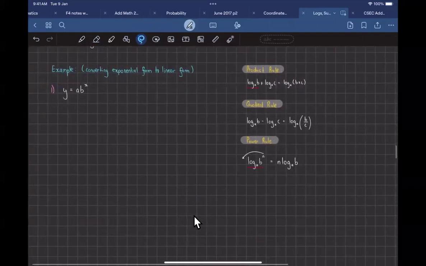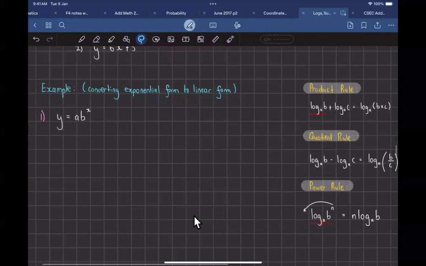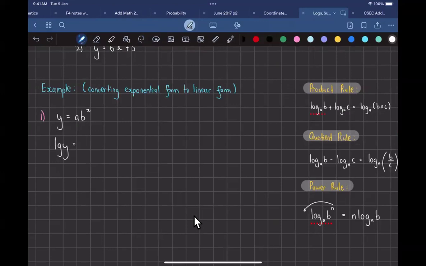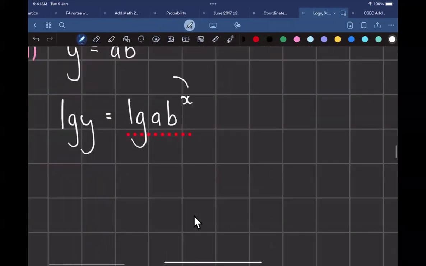So let me look at this question here. Your first step when doing questions like this, you're going to apply log on both sides. So I'm going to apply log on both sides, like so. I'm going to see how much of all I can catch in here. Nicholas, can I take the X and move it to the side?